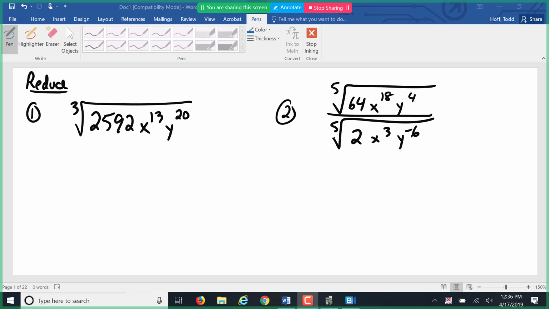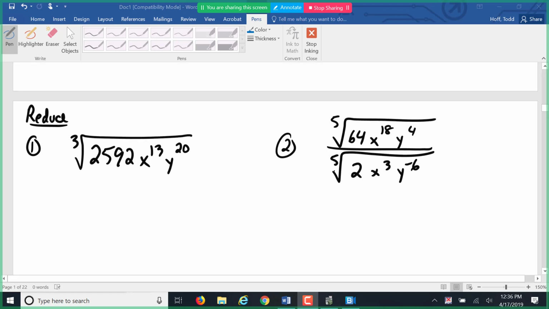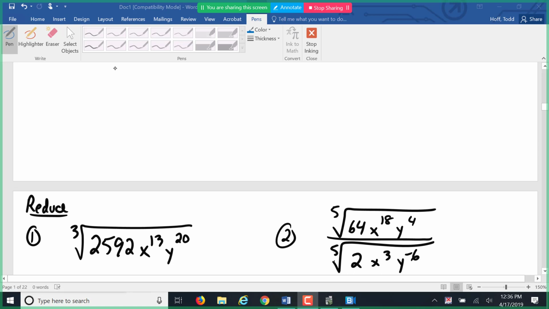Okay, so for the first one here, it's a third root. And remember what that means when we're reducing it is we can take out sets of three. Three factors that are alike can be taken out. So if we factor 2,592, I'm going to take a step up here and I'm going to do that.